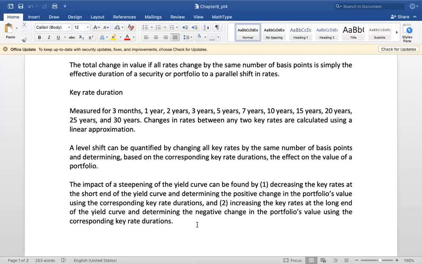The impact of steepening of the yield curve can be found by decreasing the key rates at the short end of the yield curve and determining the positive change in the portfolio's value using the corresponding key rate durations, and increasing the key rates at the long end of the yield curve and determining the negative change in the portfolio using the corresponding key rate durations. And this can also be done for flattening of the yield curve by doing the reverse, right?